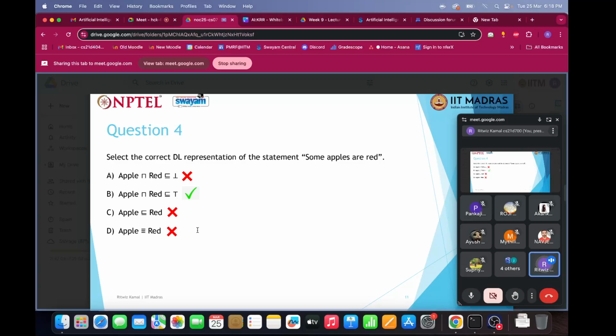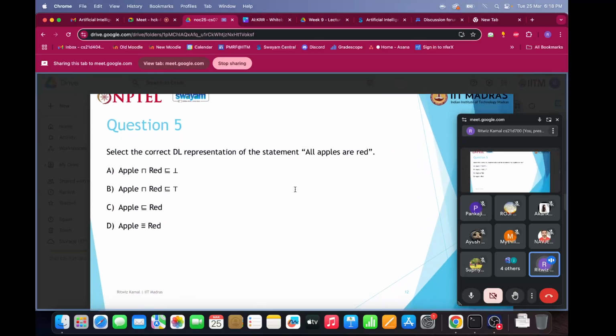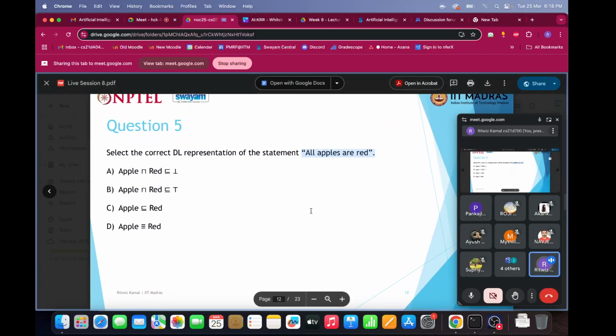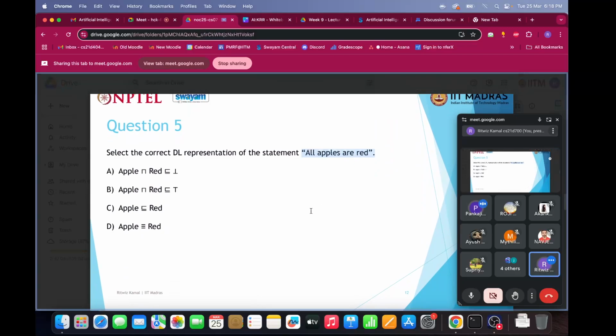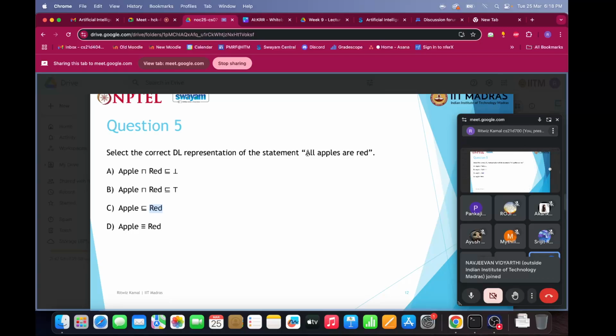Now let's look at an alternative version of the statement given to us. In question 5 we are asked to select the correct representation of "all apples are red." So which of these do you think would be representing "all apples are red"? Option C, that is correct, because option C represents apple subsumption operator red. This basically translates to anything that is an apple is red. If apple, then red. You can think of it in different ways. All of them give the same statement, which is all apples are red.